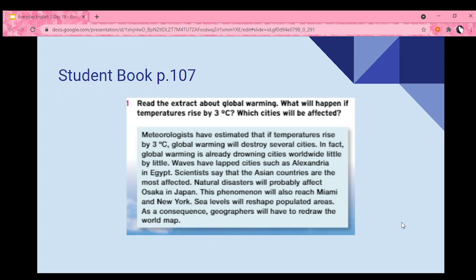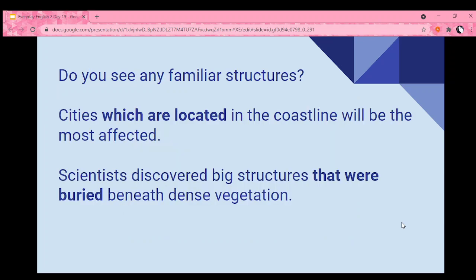Okay, so if you notice, it says that a lot of cities are going to be destroyed. And some of the cities that will be affected were Osaka in Japan, Miami, and New York. Okay, so I want you to please read these 2 sentences with me. Do you see any familiar structure? Cities which are located in the coastline will be the most affected. Scientists discovering big structures that were buried beneath dense vegetation.